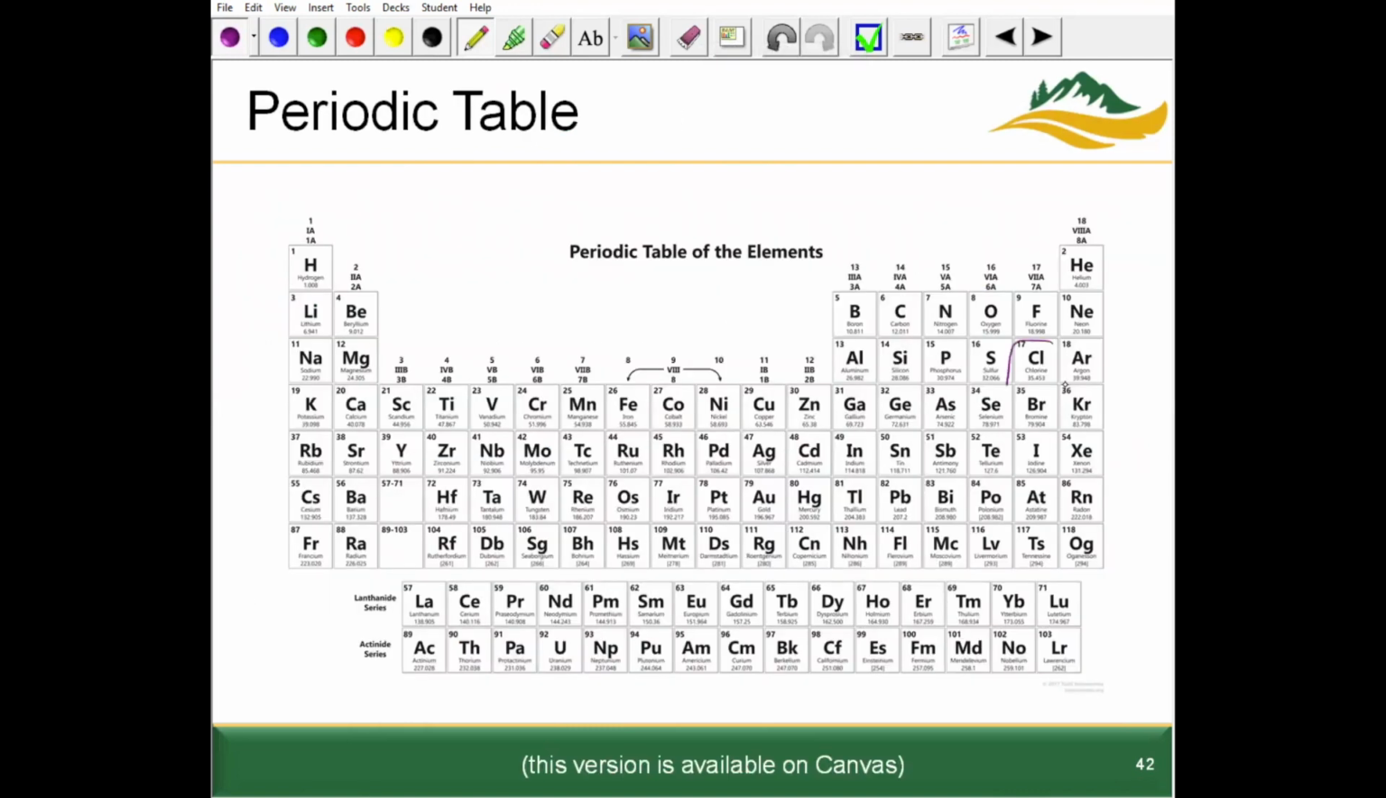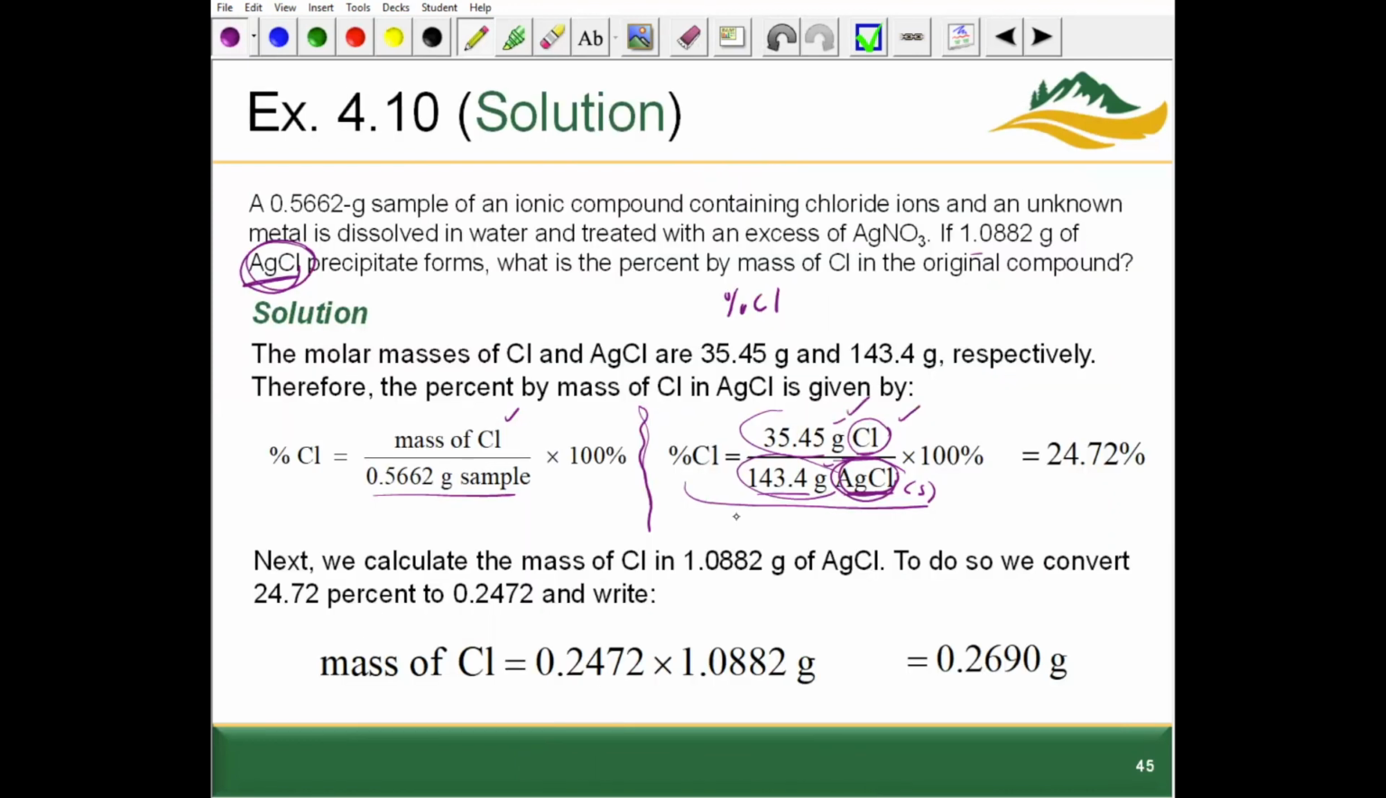So chlorine, a halogen, 35.453 grams per mole. Then Ag with Cl, here's silver, 107.868. So AgCl altogether is this mass plus this mass. By taking the molar mass of just Cl over the total mass of AgCl, that means within silver chloride, 24.72% of that is going to be our Cl minus.